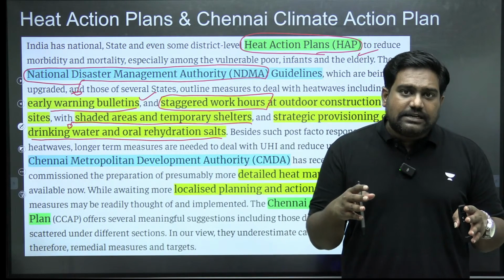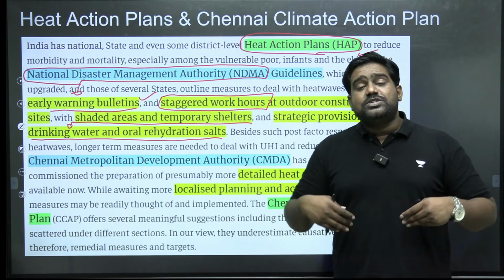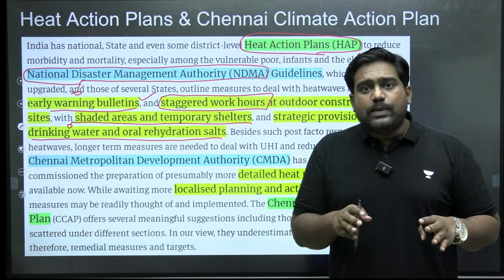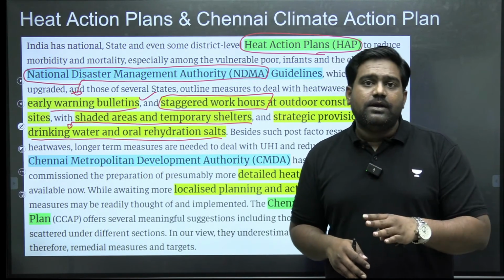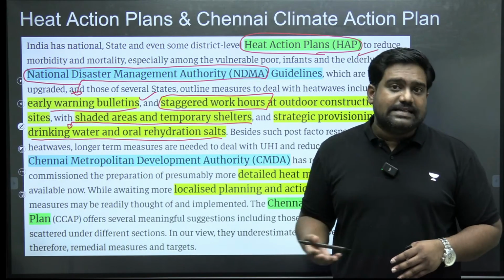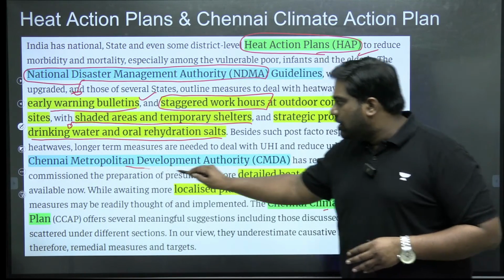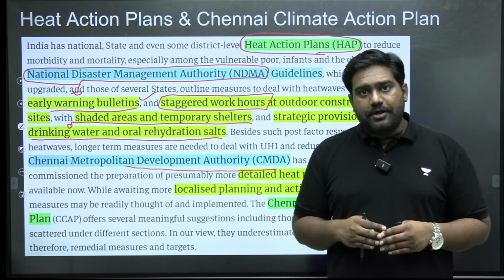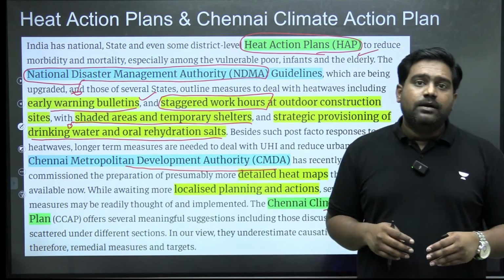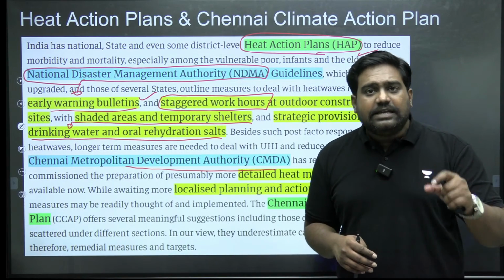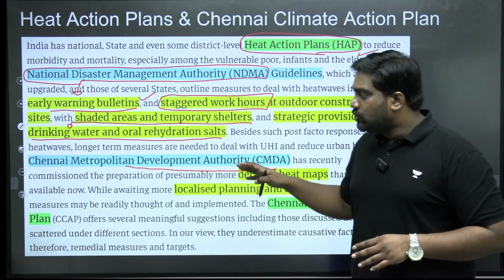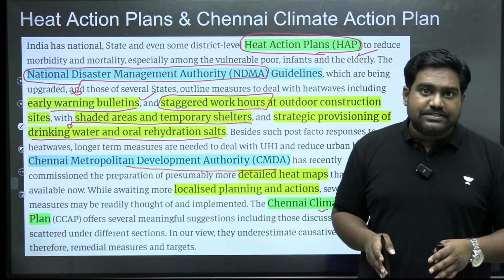So there are such preset guidelines issued by NDMA, which are supposed to be implemented by the state and district level authorities. This is where the city of Chennai has taken a step ahead of other cities in India. The Chennai Metropolitan Development Authority has already issued an order. It has notified a new plan under which localized heat action plans are being developed. So Chennai becomes the first city in India to develop such localized heat action plans.